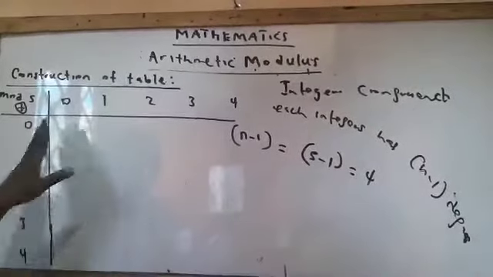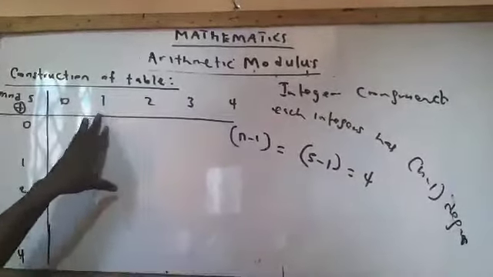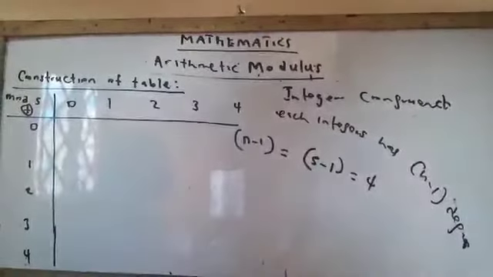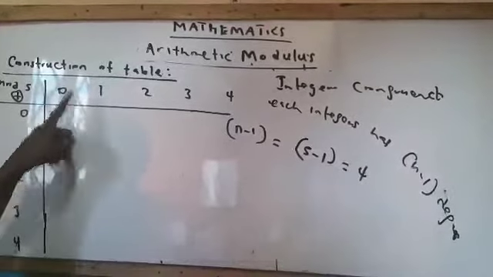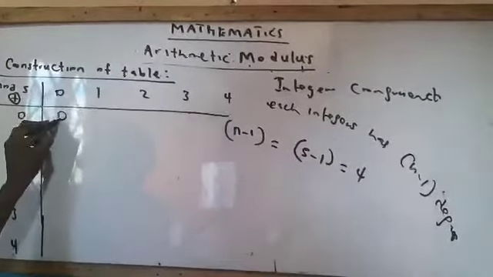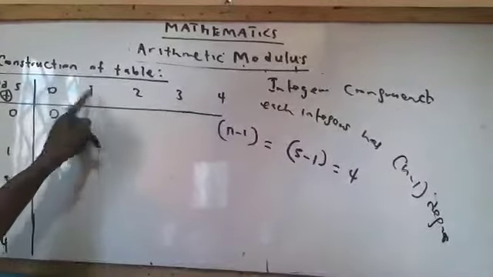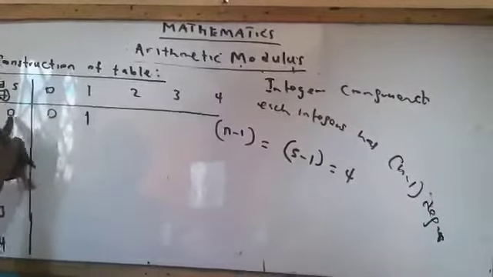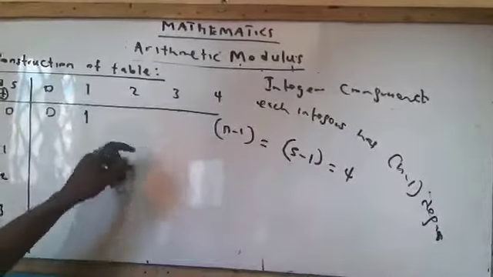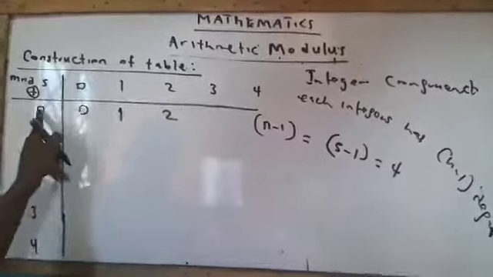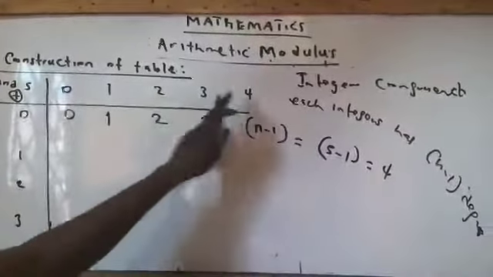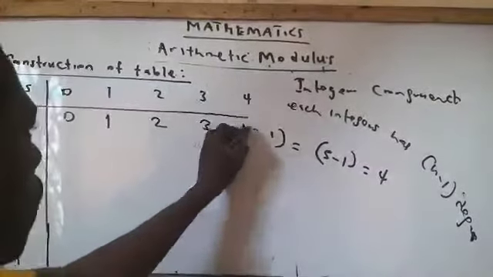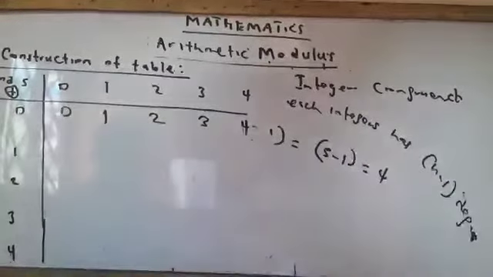So how do I do it? I'm going to add normally, having in mind the two rules we stated earlier on. Now let's go. 0 plus 0 will give me 0. 0 plus 1 will give me 1. 0 plus 2 will give me 2. 0 plus 3 will give me 3. 0 plus 4 will give me 4. That is how you get the first part.